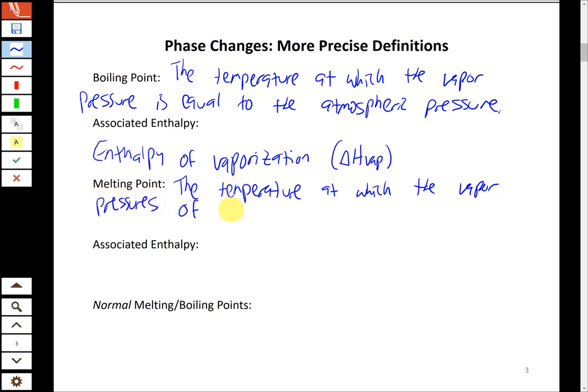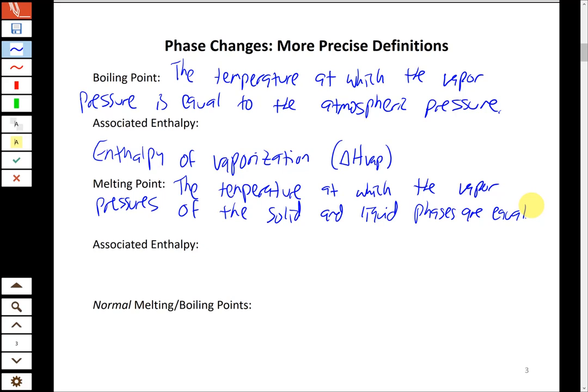So in this case, it has nothing to do with the atmospheric pressure that's around the substance. It just depends on the vapor pressures of the solid and the liquid form of that substance, and when those two are equal, that's when you're at the melting point. But of course, from a practical sense, what the melting point refers to is the temperature at which, if you have a solid and you warm it to that temperature, it'll start to convert to a liquid. Or if you have a liquid and you cool it to that temperature, that's the point at which it will start to convert to a solid. So that's really the more practical and easy definition.